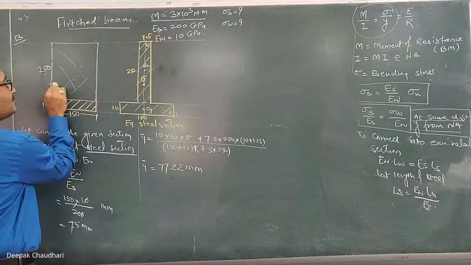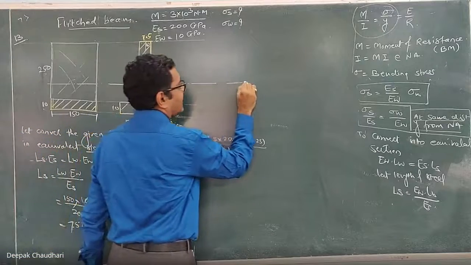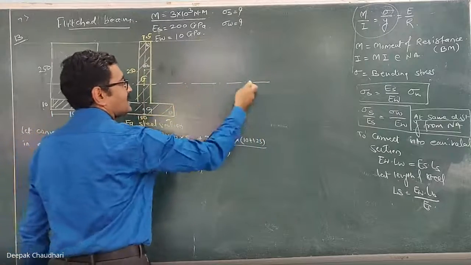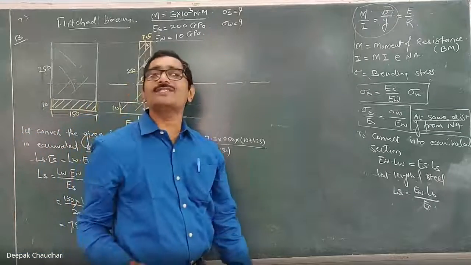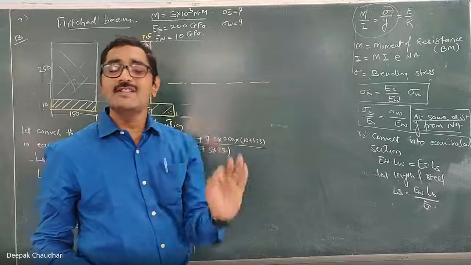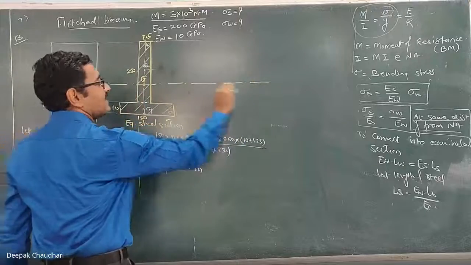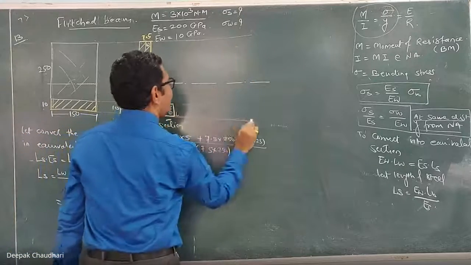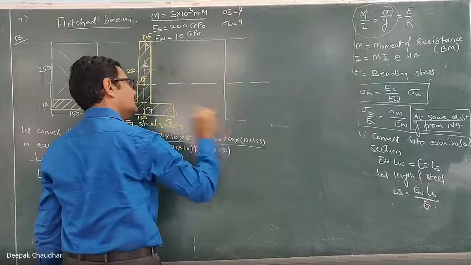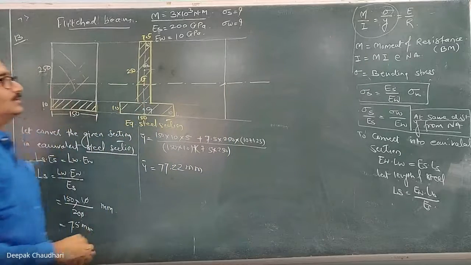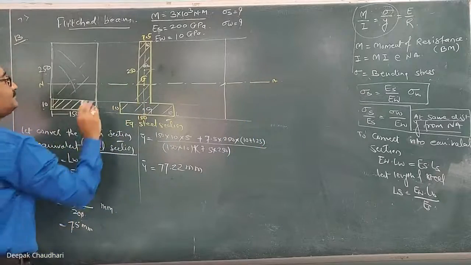A horizontal line passing through this is the neutral axis. Here I am extending it, leaving some space to draw the stress distribution diagram. Even though it is only asked to calculate the stress in the steel and the wood, I am going to draw the stress distribution diagram. This neutral axis I have extended, and this is the baseline to draw the stress distribution diagram. At the neutral axis the stress is zero, so this is the neutral axis passing through the center.